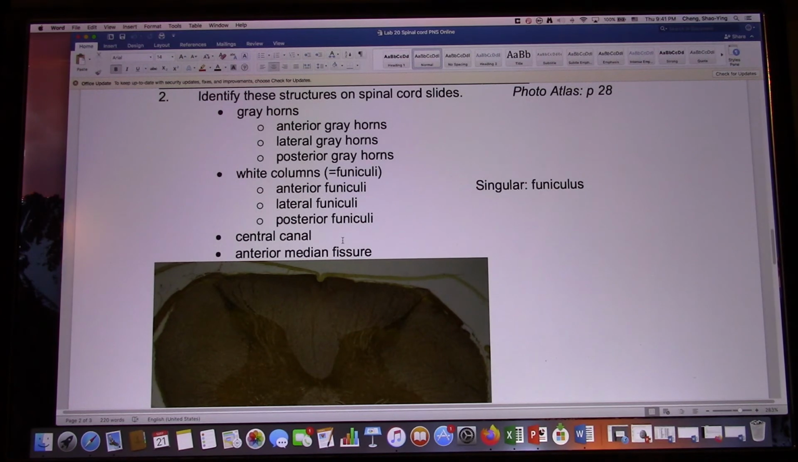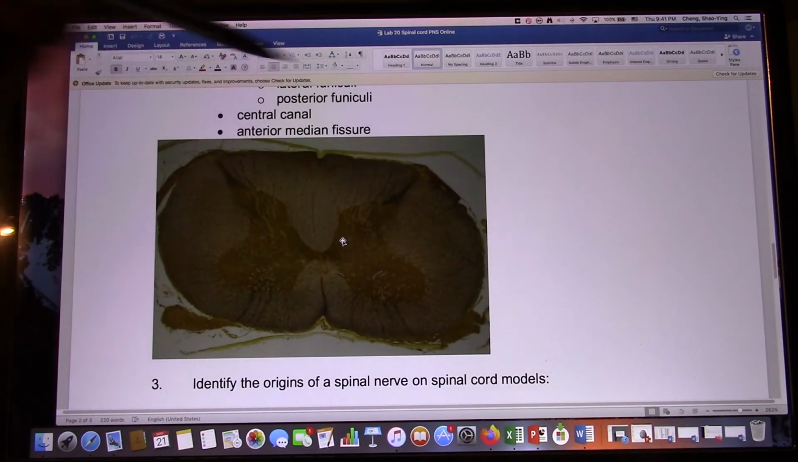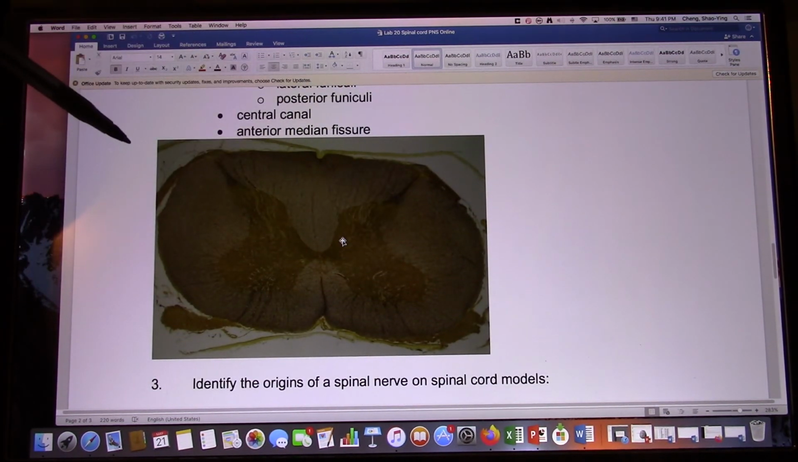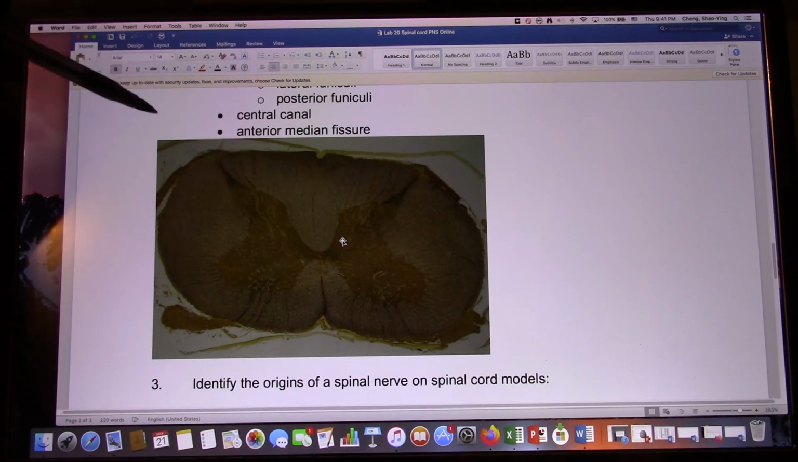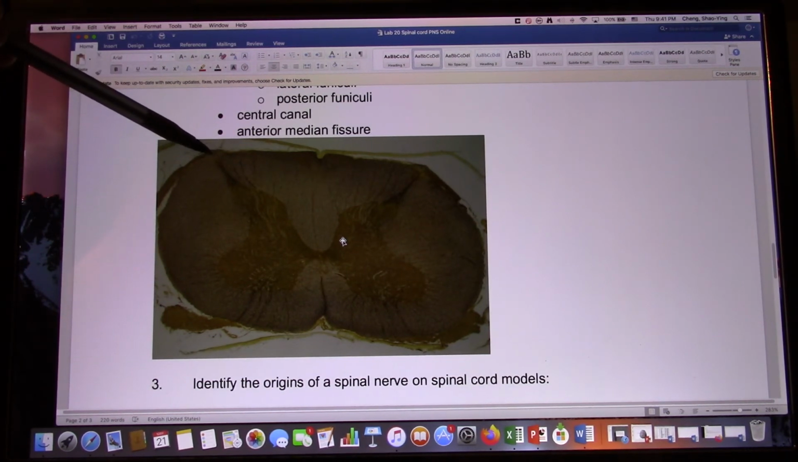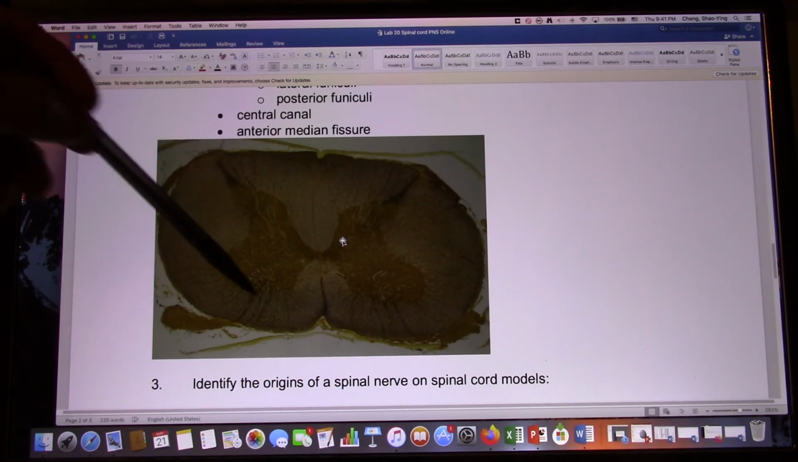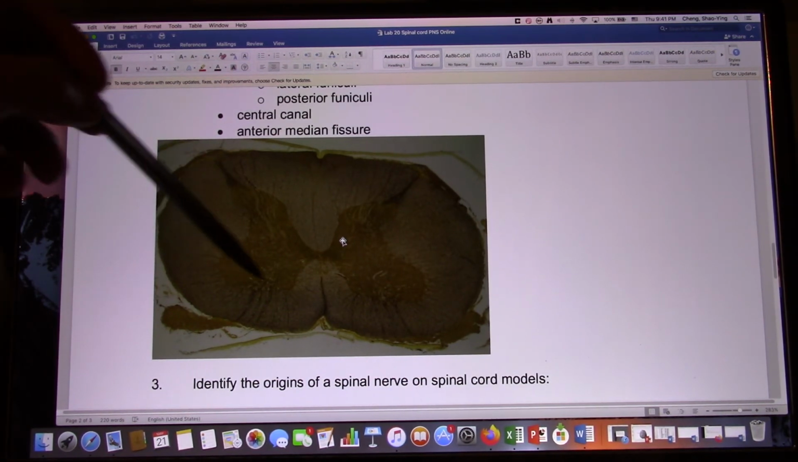In the spinal cord slice, it looks like this. This time it won't tell you which one is dorsal and which one is ventral, and you need to use the structure to identify. When you look at the structure, you know that's the dorsal part, where the horn is sharp, and this is the ventral part.